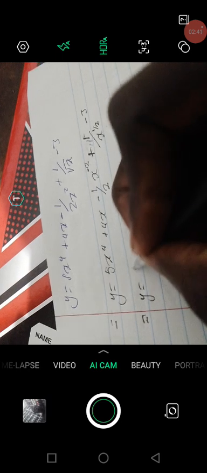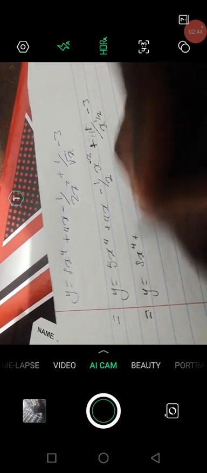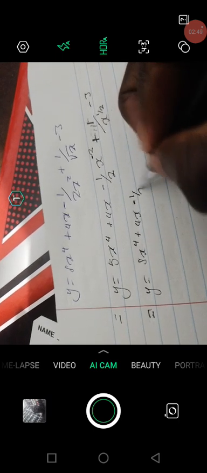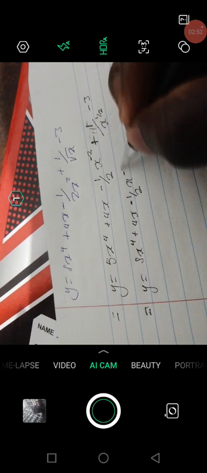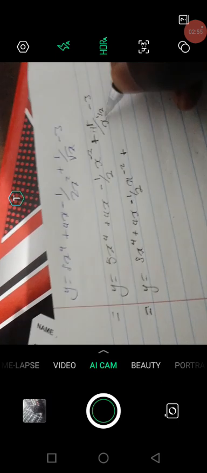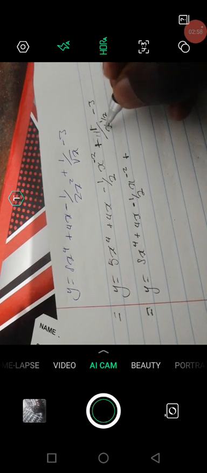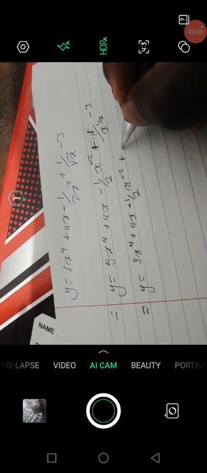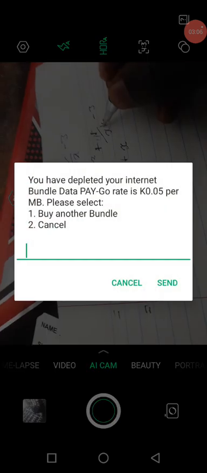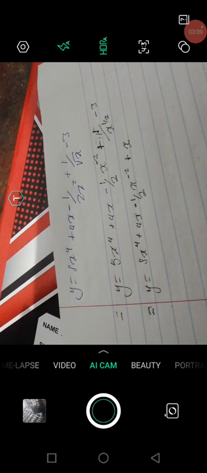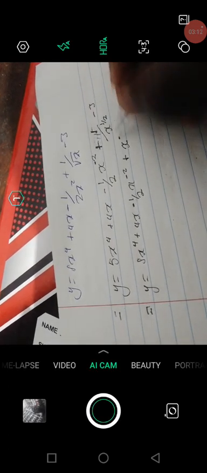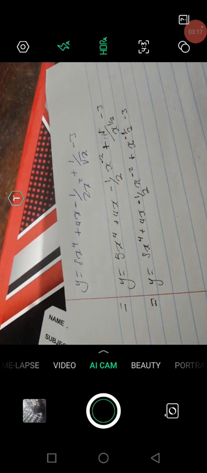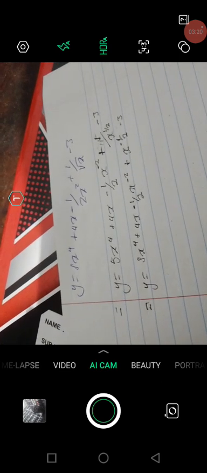I say y is equal to 5x to the power 4 plus 4x, this one I'll just leave like that, minus 1 over 2 x to the power 1 over 2 plus. I'm not comfortable with this one, so how am I going to arrange it? Everything goes on top, it's a reciprocal, so it will be x, and the power will occupy a negative. Hence I'm going to have x to the negative 1 over 2, minus 3. Now I'm comfortable, so I go ahead with the calculation.